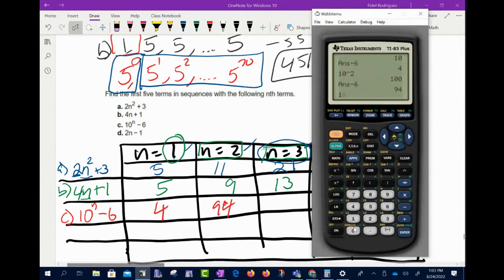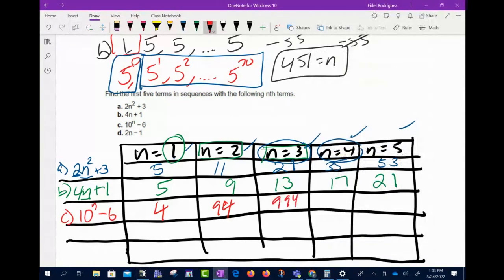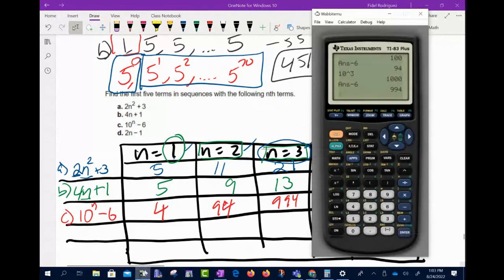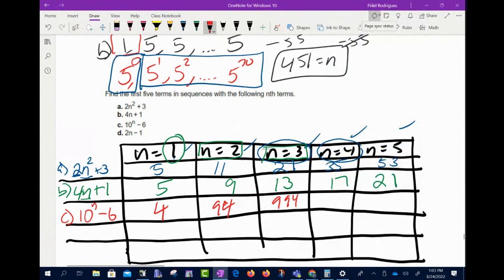And I'm going to do it again. 10 to the power of 3 minus 6 equals 994, okay? And let's try it again. 10 to the power of 4 minus 6 is 9,994. Anybody have a guess on what my last one is going to be? Just add another 9, okay? Boom, there you go. All right.